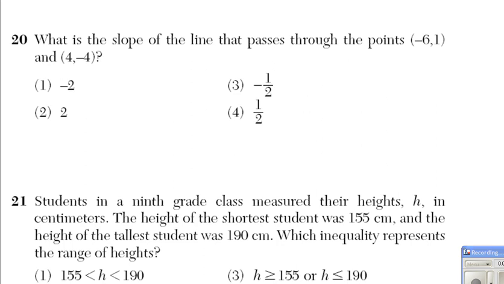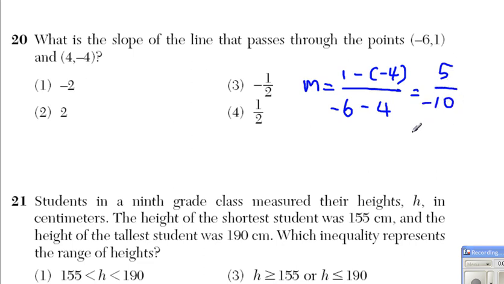Alright, now next. What is the slope of the line? We just have to go for the slope formula. In this case, we end up getting something like this: 1 minus negative 4. Notice that we consider this one as the second point, and this one is the first point. Then, by the same order, we get negative 6 minus 4. On the numerator, we end up getting 5. On the denominator, we would have gotten negative 10. So therefore, our slope becomes negative 1/2, which is choice number 3.